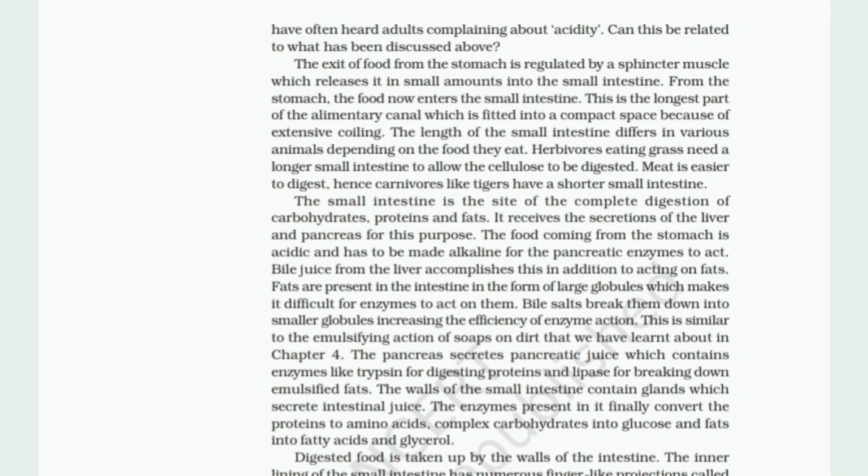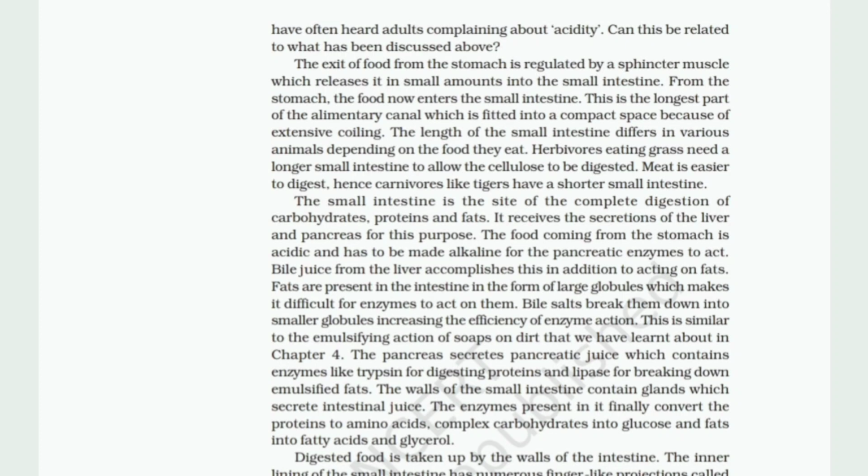The exit of food from the stomach is regulated by a sphincter muscle which releases it in small amounts into the small intestine. From the stomach, the food now enters the small intestine. This is the longest part of the alimentary canal, which is fitted into a compact space because of extensive coiling. The length of the small intestine differs in various animals depending on the food they eat. Herbivores eating grass need a longer small intestine to allow the cellulose to be digested. Meat is easier to digest, hence carnivores like tigers have a shorter small intestine.